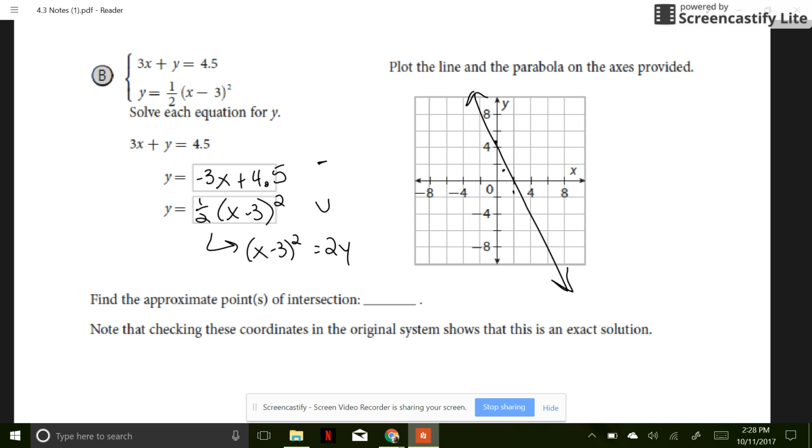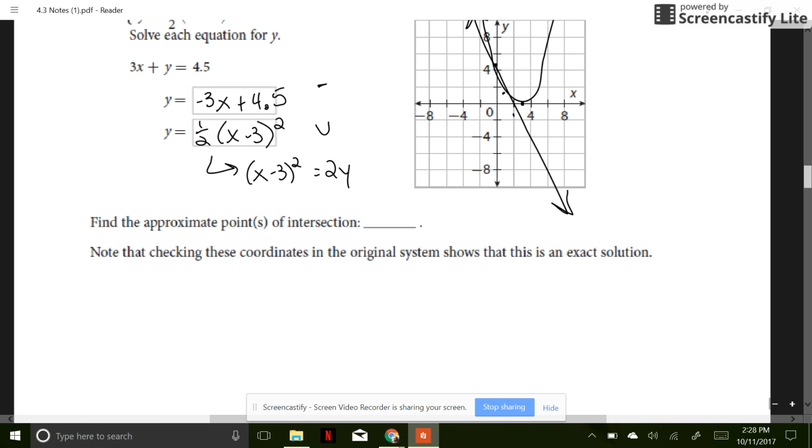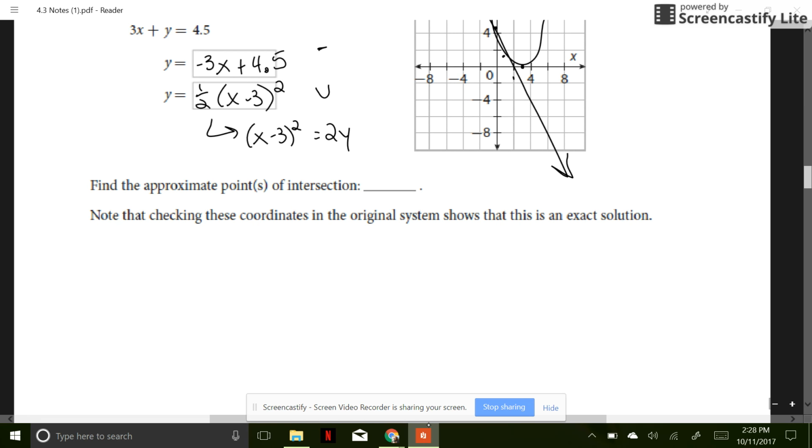And then our parabola, based on our equation here, we should know that it crosses at 3, 0. So I know my vertex at least is at 3, 0. And I can do a rough sketch of what it's going to look like. In this case, I drew it very poorly, but it should have 1 point of intersection, which we have coordinate 0, 4.5. Then you can check these coordinates in the original system to show that it is the exact solution. Again, you can just use your calculator.